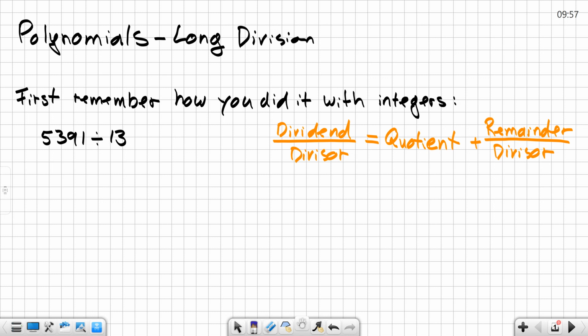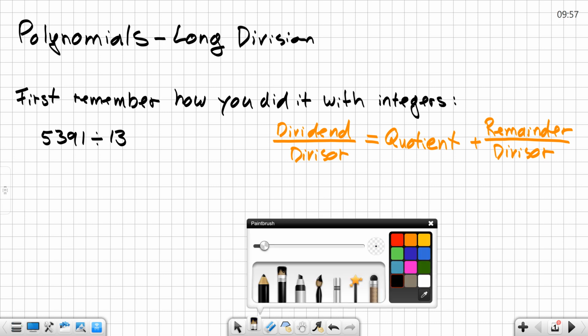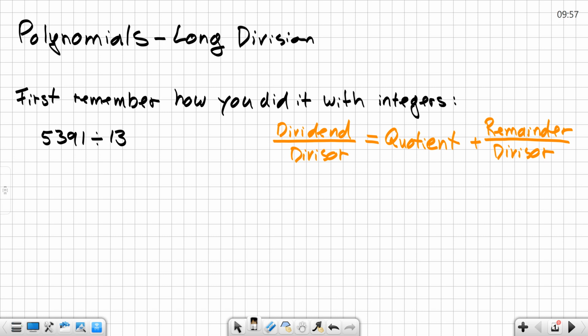We are talking about polynomial long division today. This is going to be not as difficult as you might think at first. The best way to start something like this is by remembering how we used to do it with integers, with numbers. So if I had a problem where I was supposed to take 5,391 and divide it by 13, then before we all had calculators, we knew how to use long division.